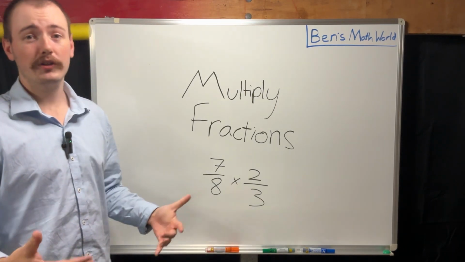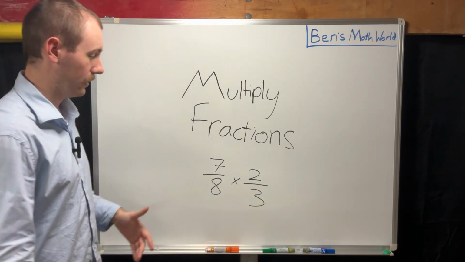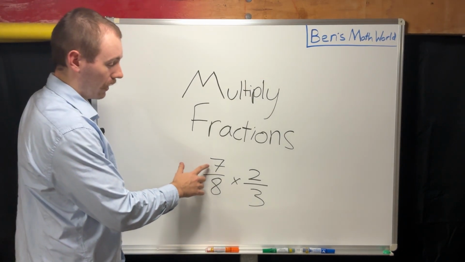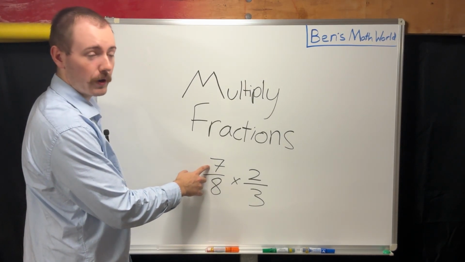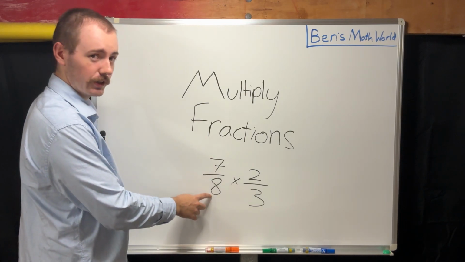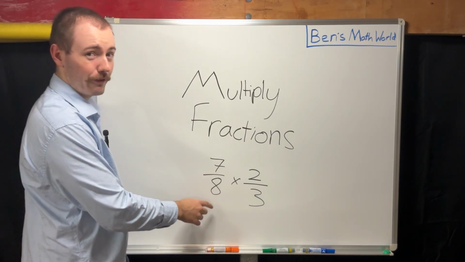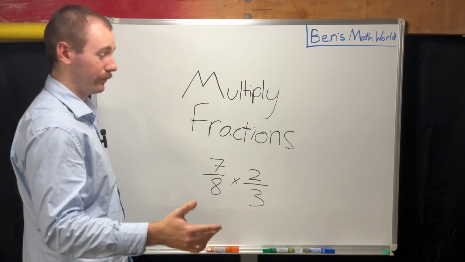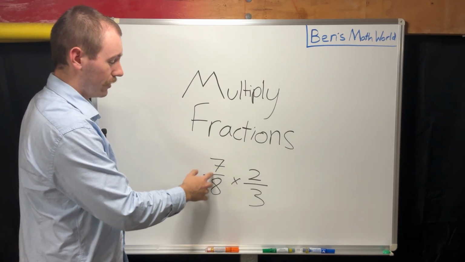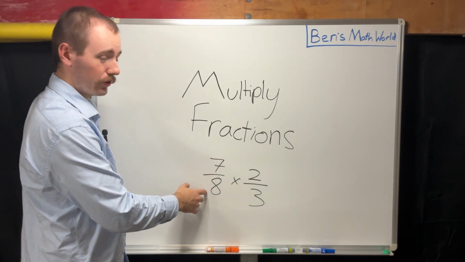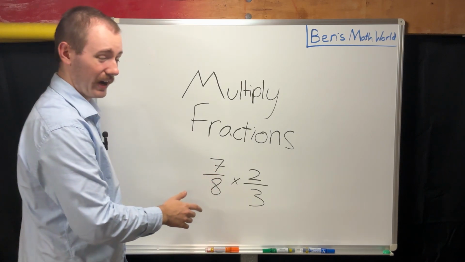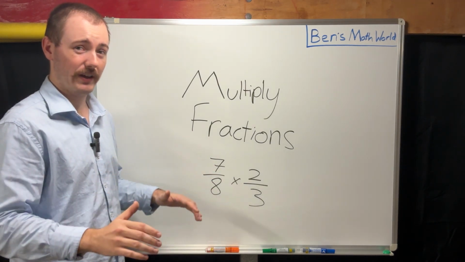So firstly, what do we know about fractions already? Now, the top half of the fraction is called the numerator, and the bottom half of the fraction is called the denominator. And a fraction is actually another way of dividing. So 7 over 8 can also be considered as 7 divided by 8. It means the same thing.